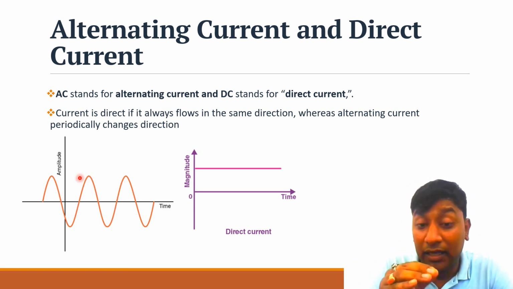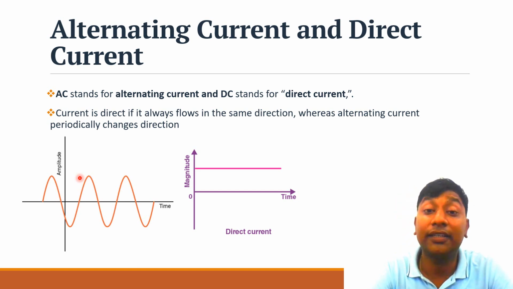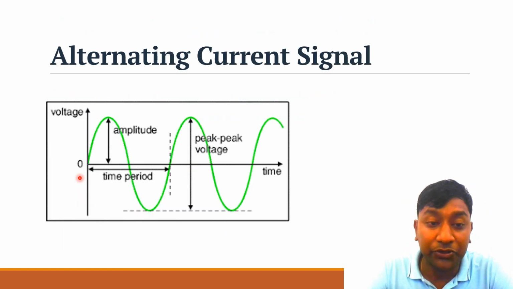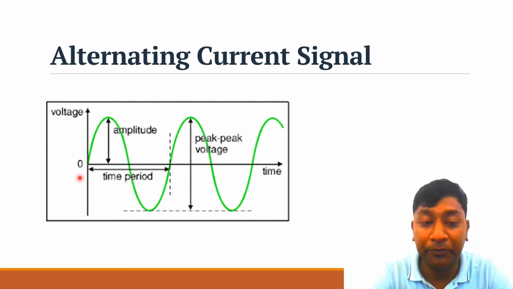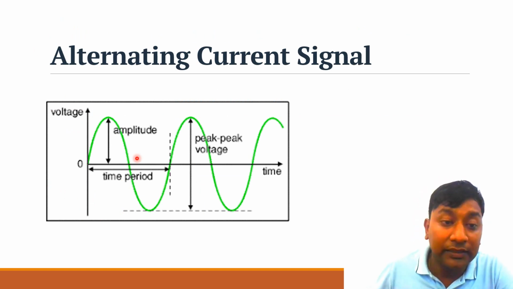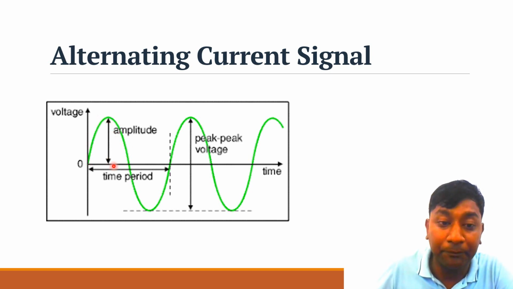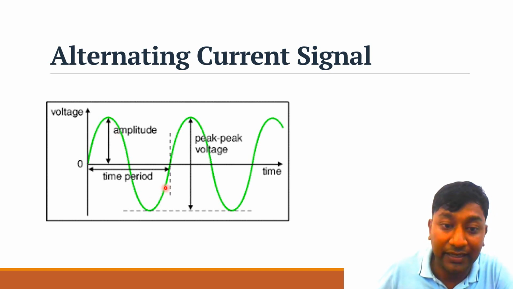Whenever we analyze an alternating current signal or alternating voltage signal, we see different terms: what is amplitude, what is peak to peak voltage, what is time period. This is called amplitude, which is continuously varying with time. And this is a complete cycle. This is a complete cycle, and it is called the time period.